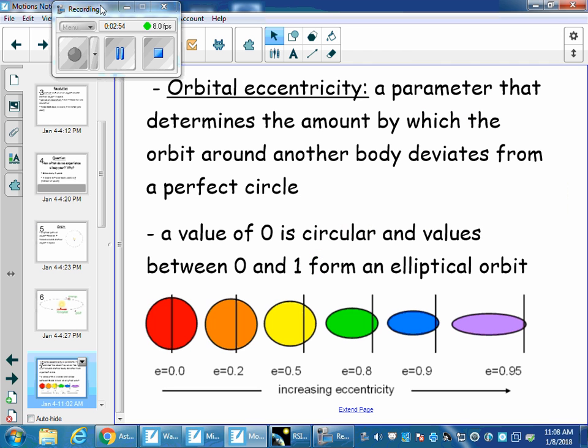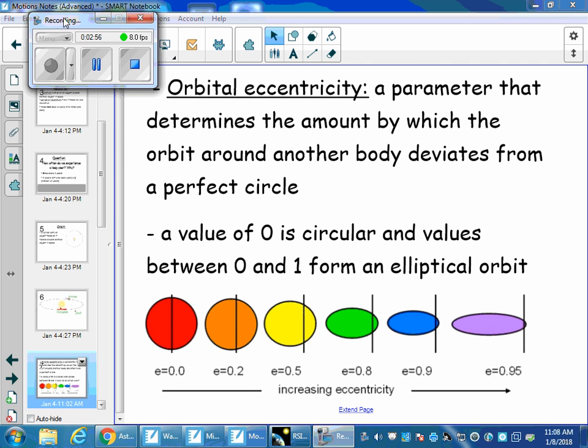Okay. This brings us to another concept called orbital eccentricity. And basically, orbital eccentricity is a parameter that determines the amount by which the orbit around another body deviates from a perfect circle. So in other words, how much of a circle is this, or how much of an oval is this? So a value of 0 is circular, and values between 0 and 1 form an elliptical orbit. So if you look at the diagram below, 0, circle. When you get close to 1 here, we have this very long stretched out oval.